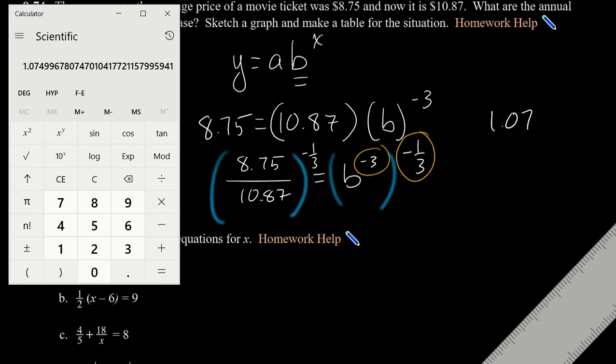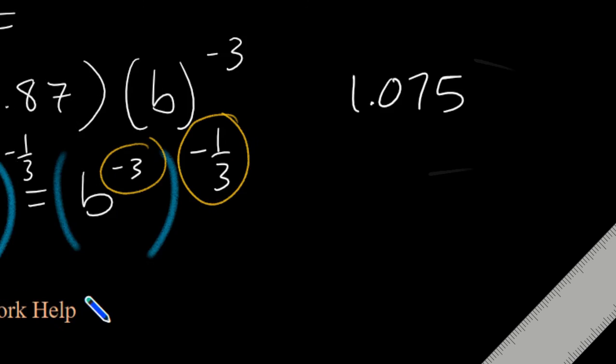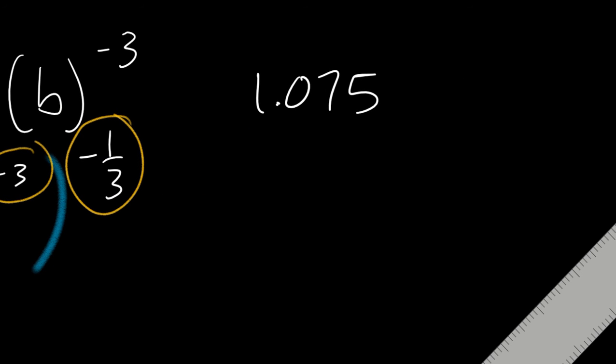1.0749. I'm going to put this to 7.5. Okay, so the multiplier is 1.075. That's what I'm multiplying by every single time. That's my value of B.